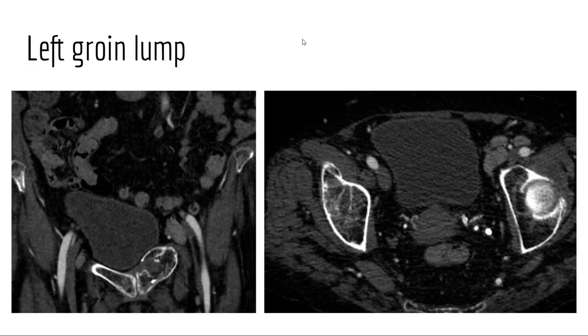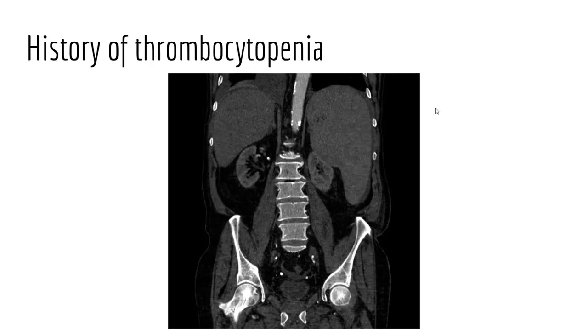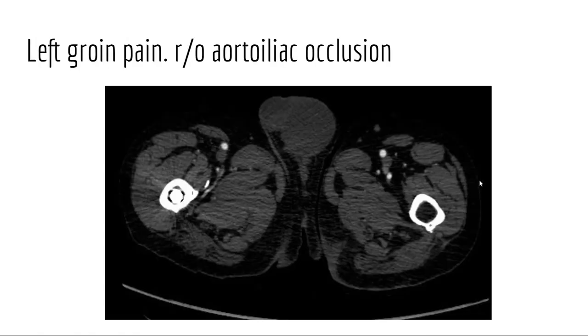Let's see. Oh, this was a patient with a left groin lump. They had a CTA runoff to exclude. I don't know what to exclude, but they had abnormal lymph nodes. A history of thrombocytopenia, never before diagnosed splenomegaly. So that was a new finding of splenomegaly, so that was interesting. And I think this is, lastly, left groin pain, exclude aortoiliac occlusion. They had a normal aortoiliac system, normal femorals, but they had a large hydrocele, possibly not really their groin, but that was the only finding.